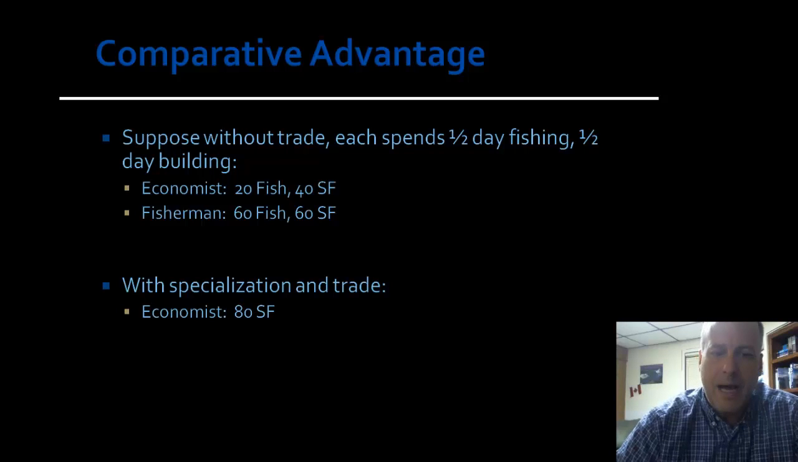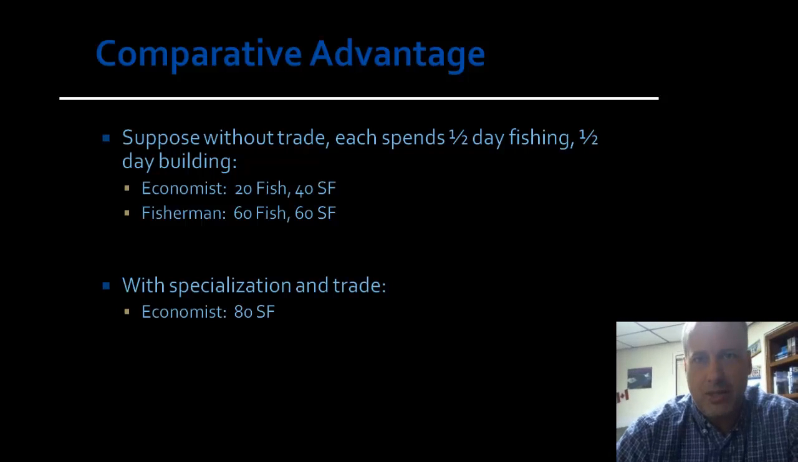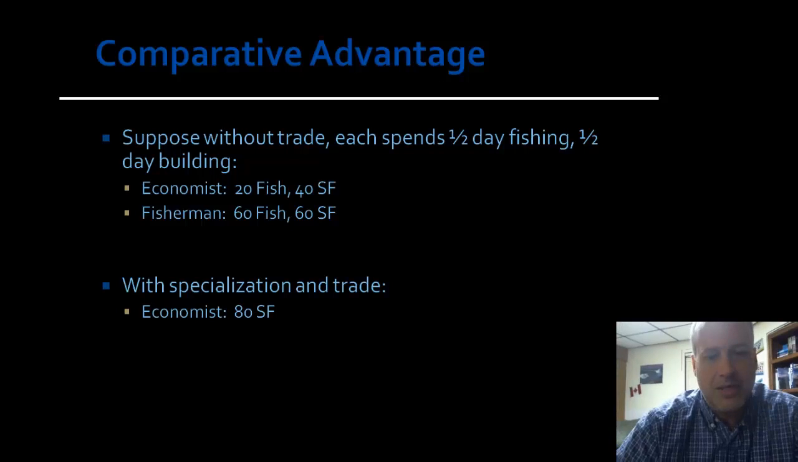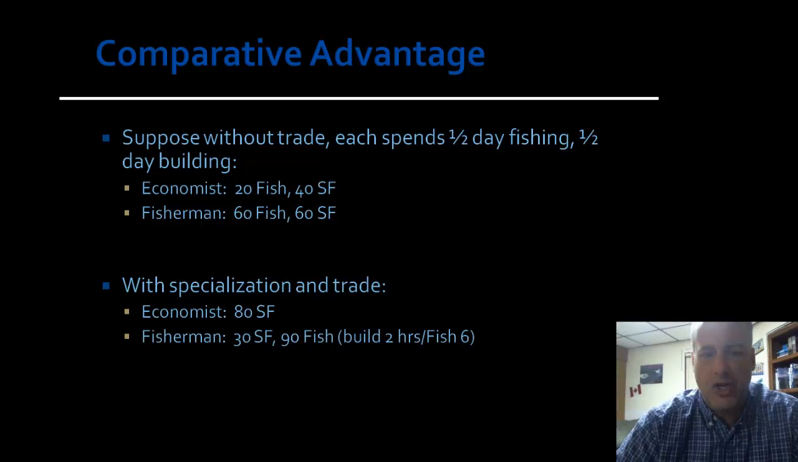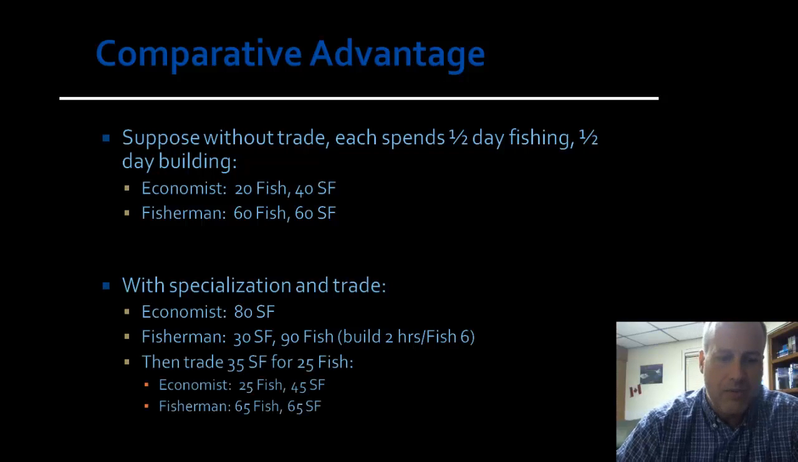The economist, we said, should build, and so we send the economist off to work on the house all day, and the economist can generate 80 square feet for the shelter. The fisherman can build 30 square feet in 2 hours and fish for 6 to catch a grand total of 90 fish. Now note where we're left off. We now have a situation where the economist has built 80 square feet, the fisherman has built 30, so we have 110 square feet of house. This is more than when we're working separately. We also have 90 fish captured in the 6 hours, which is more than the 80 we had when they were working both separately.